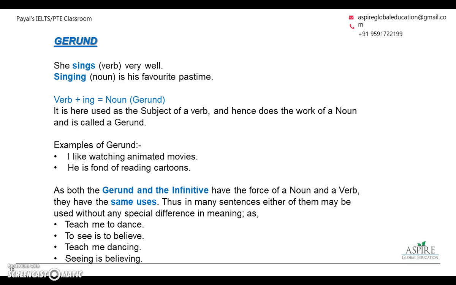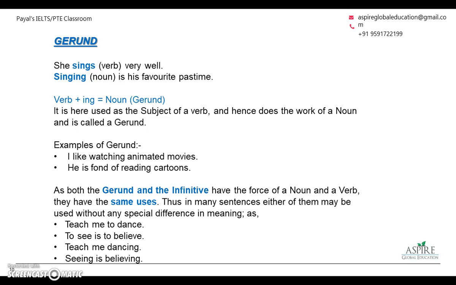As both the gerund and the infinitive have the force of a noun and a verb, they have the same uses. What is an infinitive? Infinitives are basically used with some actions which are regular or repetitive. For example, teach me to dance, teach me dancing. To see is to believe, seeing is believing. There is not a special difference, but sometimes we use infinitives only with simple present tense actions which are regular, like I like to wear sleeveless shirts in summer. Then you cannot say I like wearing sleeveless shirts in summer, because whenever I use wearing, it is specific to the moment, which we will study later in case of tenses. But I like to wear sleeveless shirts in summers. I like to wear means it's a regular action, so we're using an infinitive. We do not use ing in this case.